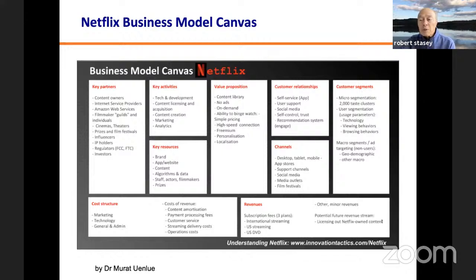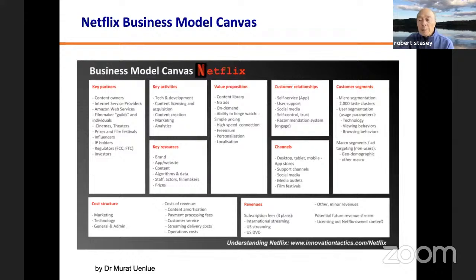Third is Amazon Web Services. Almost all of the Netflix IT is hosted on Amazon Web Services. This is from a functionality perspective. It is not from a content perspective. Next, this is the filmmaker guilds and individuals. The directors, the actors, the writers, and their guilds and unions are some of the most powerful players in the US film industry. So this helped Netflix to expand.